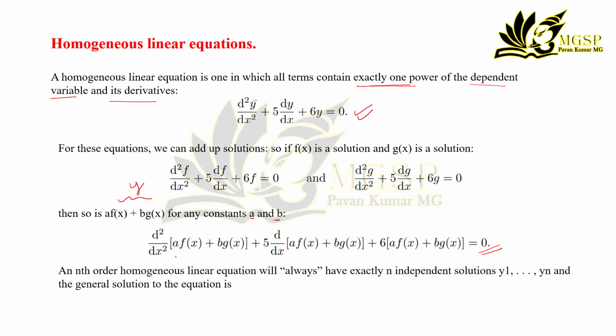An nth order homogeneous linear equation will always have exactly n independent solutions. Means the solution for an nth order case will have n independent solutions, y1, y2 up to yn, and the general solution we can write as y is equal to c1 y1 plus c2 y2 plus so on up to cn yn. For better understanding, let's consider an example.